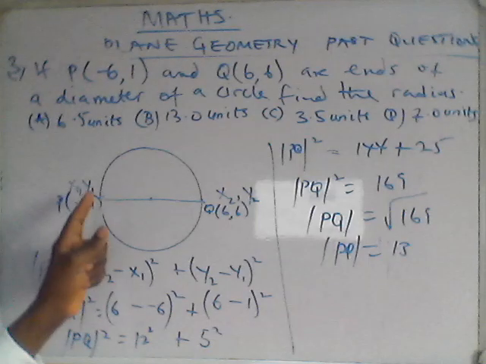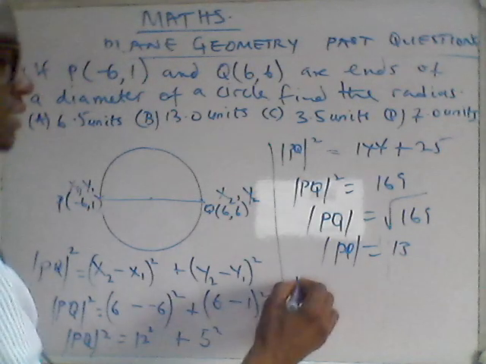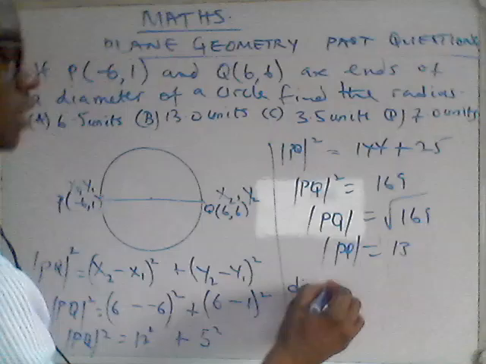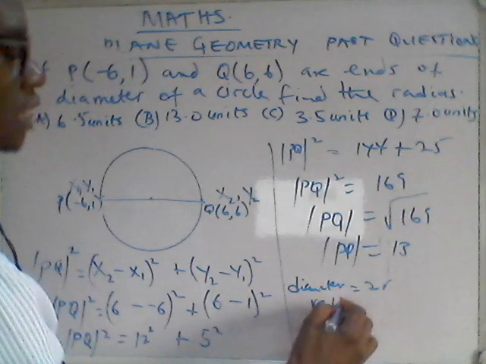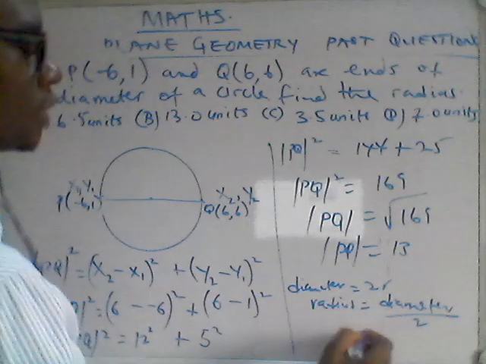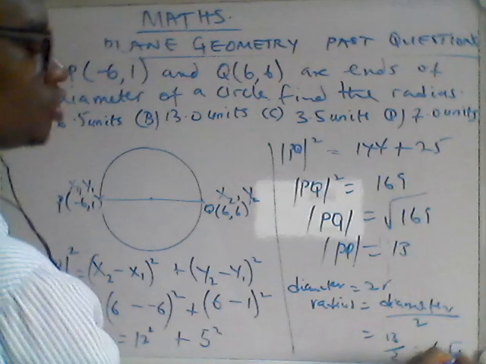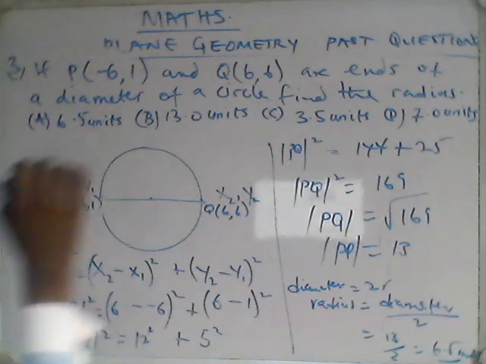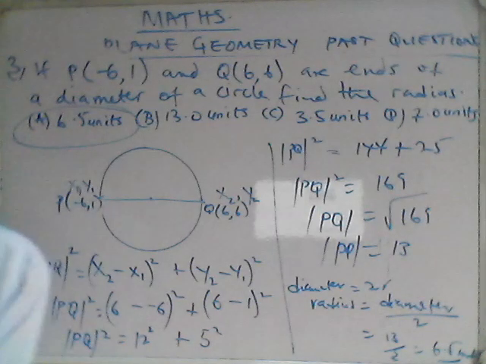PQ line is between this point and this point, and PQ is the diameter. But we're told to find the radius, and diameter is actually 2 radius, so radius is diameter over 2. So our answer is 13 over 2, which will give us 6.5 units. The answer should be there, which is option A. So we go to the next question.